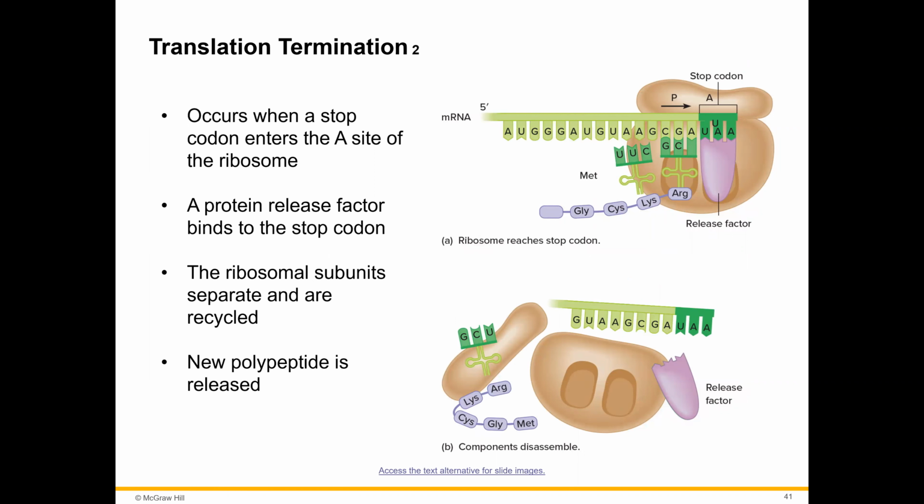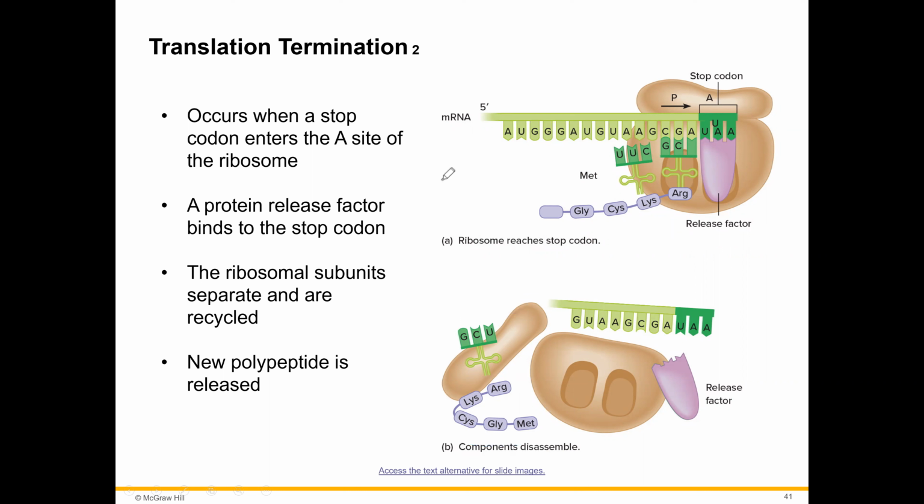Now we need to terminate the translation. It occurs when a stop codon enters the A site on the ribosome. A protein release factor attaches to a stop codon. So over here, we don't have another tRNA. We have this protein called release factor attached to a stop codon. The ribosomal subunits separate, so you see how they separated, and are recycled, and a new polypeptide is released. Right, so we pretty much made a polypeptide.